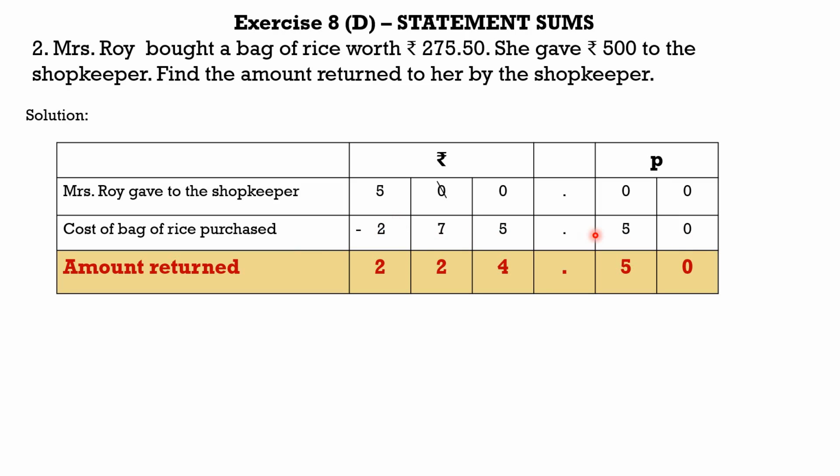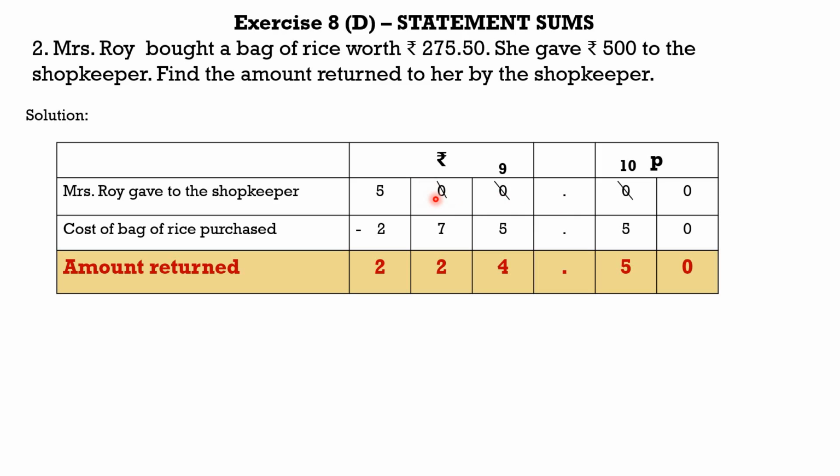Now let's see how much amount has to be returned by the shopkeeper to Mrs. Roy. 0 minus 0, 0. 0 minus 5 is not possible, so we have to borrow from the next number. So this 0 will become 10. Now the next number is 0 again, so that number will become 9.